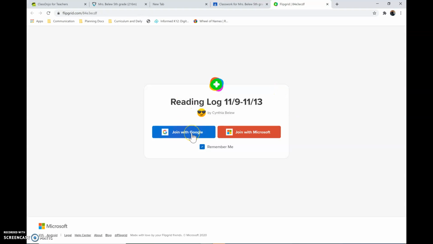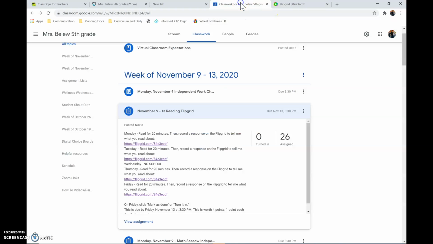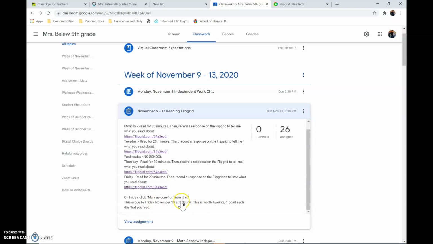They click join with Google, and they're going to record themselves telling me what they read about. Then it's very specific. It tells her the day that this is due as well. She needs to come back into this and mark as done or turn it in by Friday at 3:30. It always tells the points too.